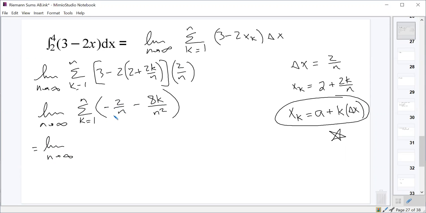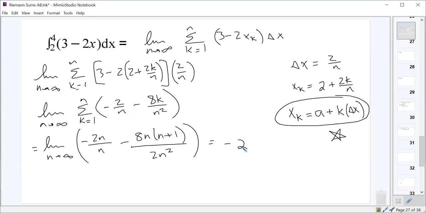And then we evaluated the summation. The negative 2 over n was a constant, so we had n of those, so that's just negative 2n over n. And the minus 8k over n squared, the minus 8 over n squared was the constant, so the k just becomes n times n plus 1 over 2. And now we have a rational function over a rational function, divide the leading coefficients, and we get negative 2 minus, and then 8n squared over 2n squared is a minus 4. So negative 2 minus 4 is negative 6. Good or no?